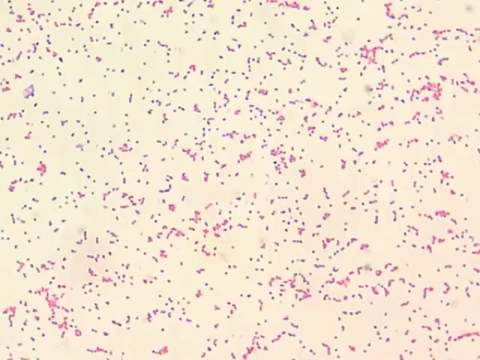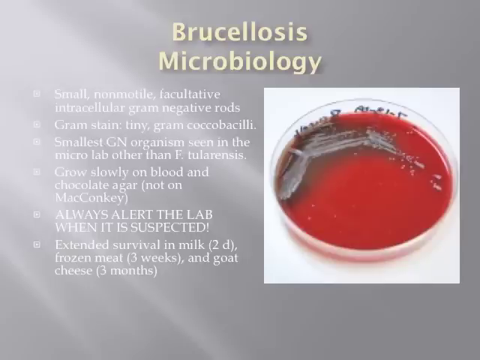So this is a gram stain of Brucella, and you can see that they are gram-negative, usually described as coccobacillary. They're non-motile, facultative intracellular gram-negative rods on gram stain that look like coccobacilli. In fact, they're very, very tiny, and they're described as the smallest gram-negative organism seen in the micro lab other than Francisella tularensis. They grow slowly on blood and chocolate agar, but not on MacConkey. So if you do a MacConkey plate for gastrointestinal pathogens, you're not going to grow Brucella. They tend to survive particularly long in frozen meat and goat cheese, up to 3 months in goat cheese. So those of you who are feta fans, looking in the back here, be advised: if you have unpasteurized goat cheese, Brucella is a risk.